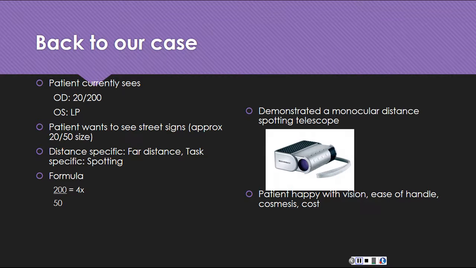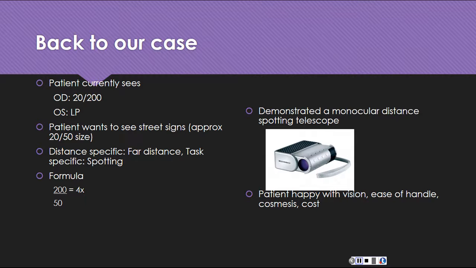What I calculated would be what they can see, that 20/200, divided by what they want to see, 20/50. So 200 divided by 50 is a 4x. So we showed him a 4x telescope, and he was able to achieve all of his goals with that type of telescope.